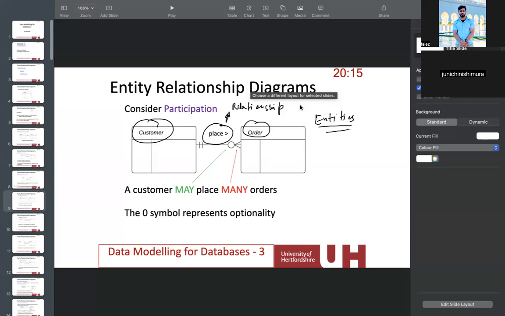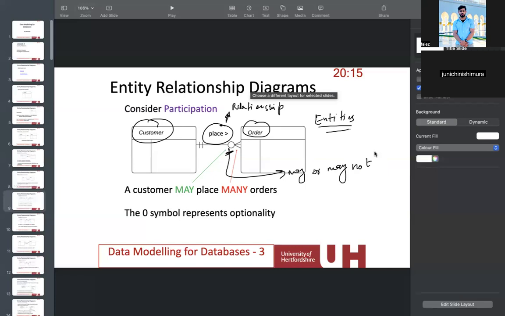Then there is specifically this O symbol next to the customer, which tells you that it is optional for a customer to place an order. This means that the customer may or may not place an order in this scenario. Now, in database terms, this is really important because it allows for the existence of the customer without an order. For example, if they registered but haven't bought anything yet, that is what it is.